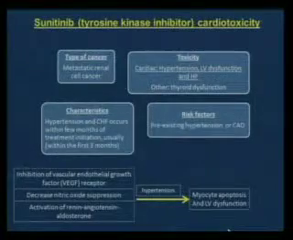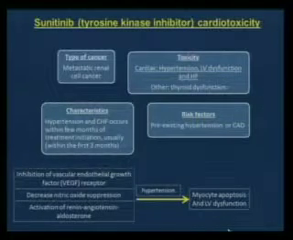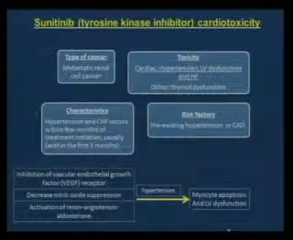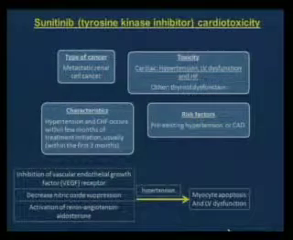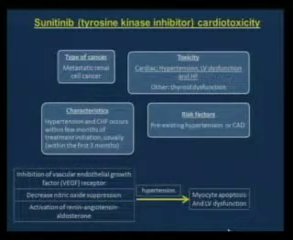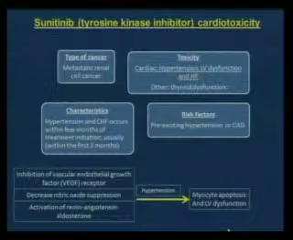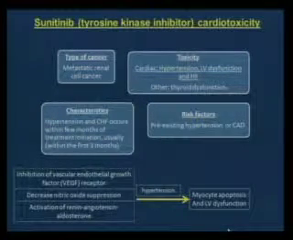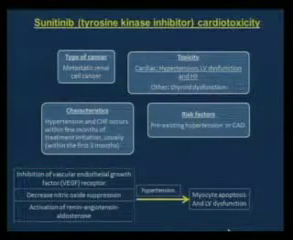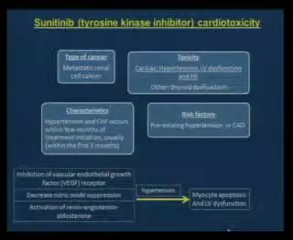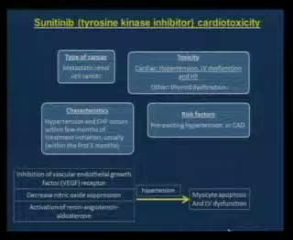Okay. Next one, Sunitinib. This one is used in metastatic renal cell cancer. It is a tyrosine kinase inhibitor, but it's not very specific when it comes to inhibiting tyrosine kinase. There are a bunch of tyrosine kinases out there. This is not a specific one. So it affects not only cancer cells, but it affects other cells too because it's not specific, and that leads to cardiotoxicity.